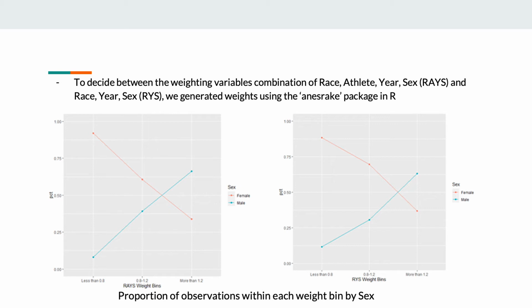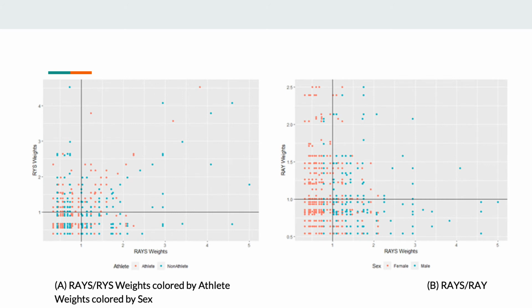The two graphs here show the proportion of observations for RAYS and RYS colored by sex within different weight bins. We see that weights follow the expected pattern with more female observations than male in the lower weight bins and more male than female in the higher weight bins. So, both sets of weights would balance the data in the way we would expect it to. These graphs here help us make a decision about whether we can omit athlete. Since the proportional distribution of sex between the sample and population did have a very significant difference, we generated a third set of anesrake weights with race, athlete, and year, or RAY.